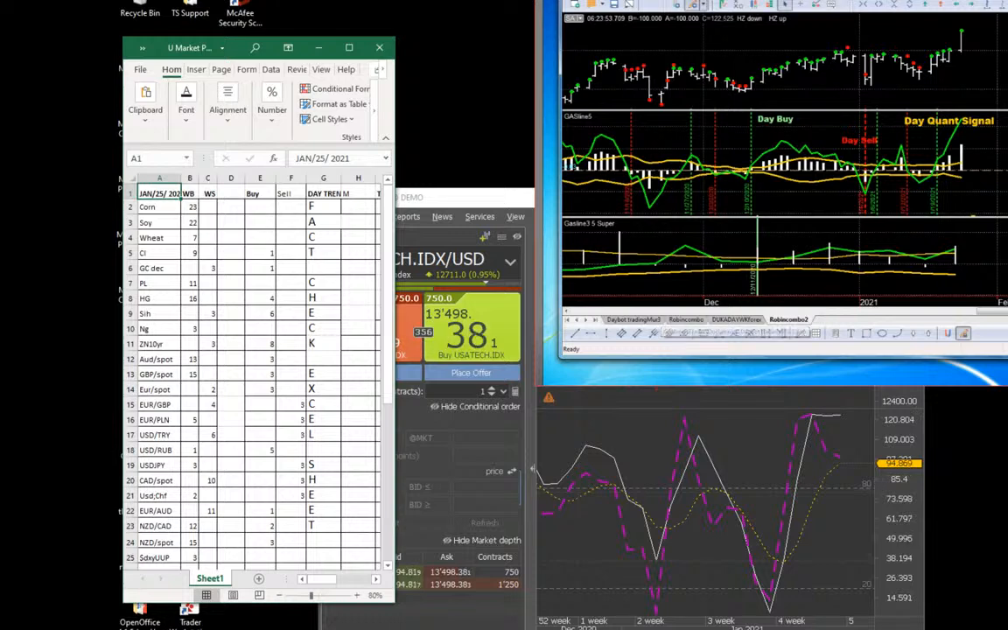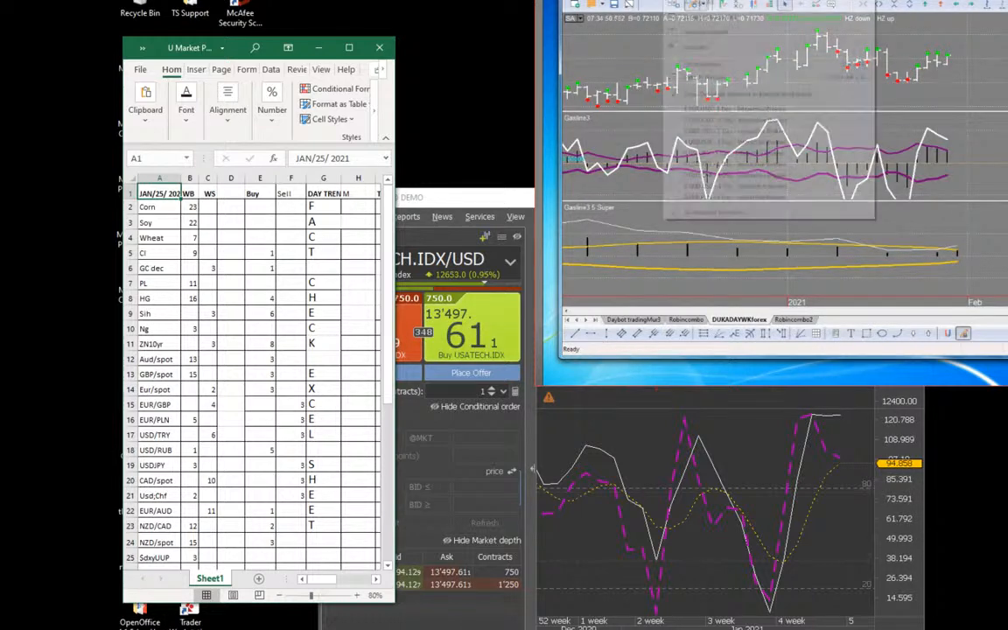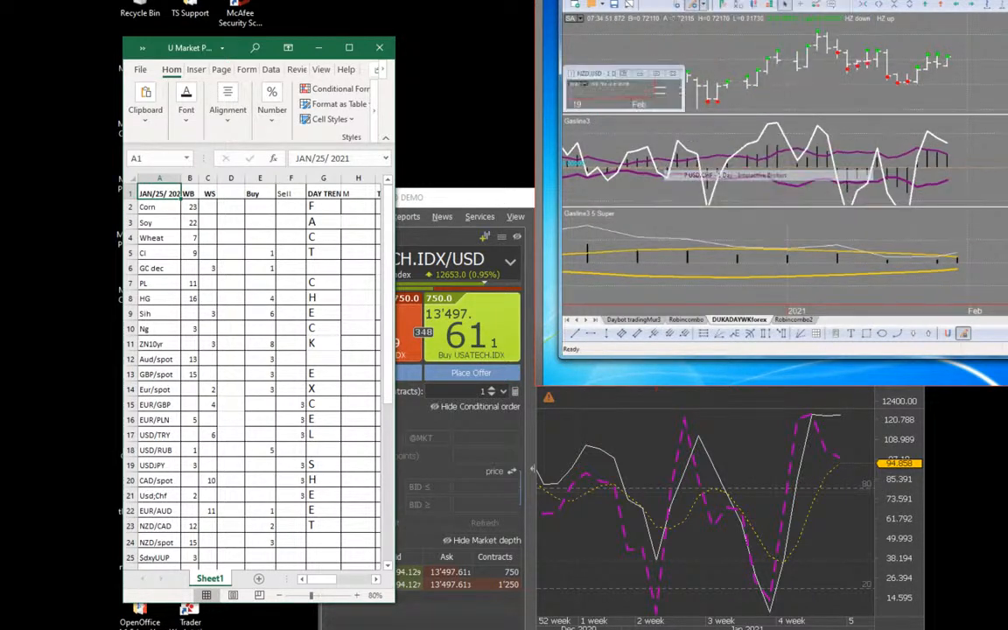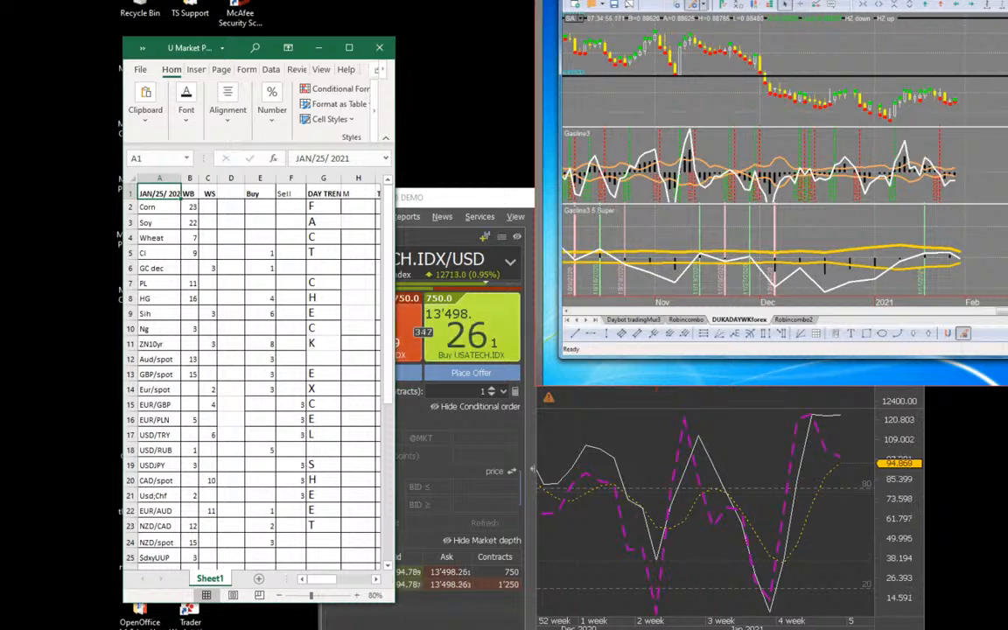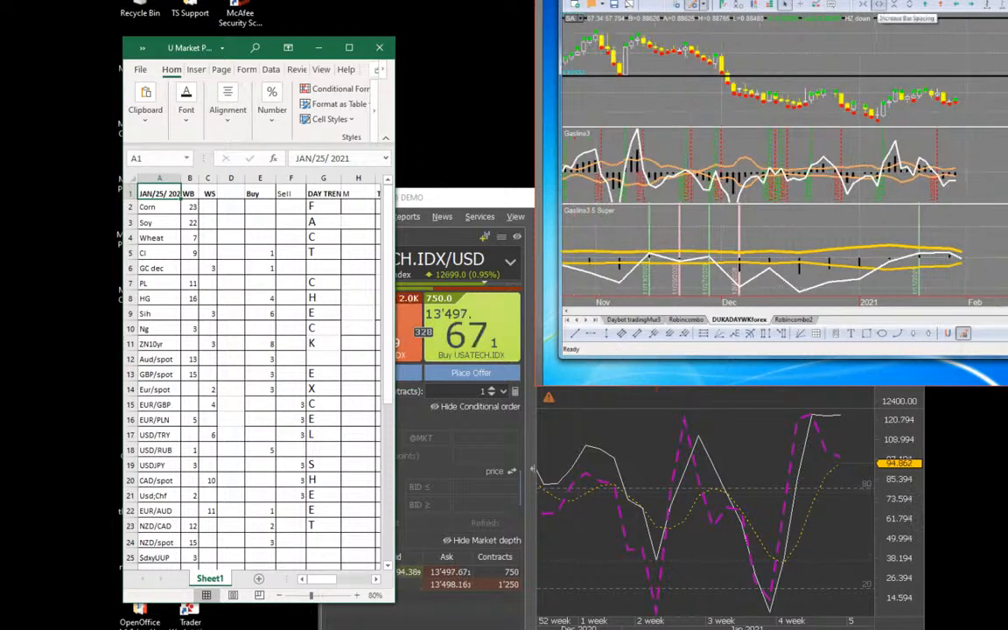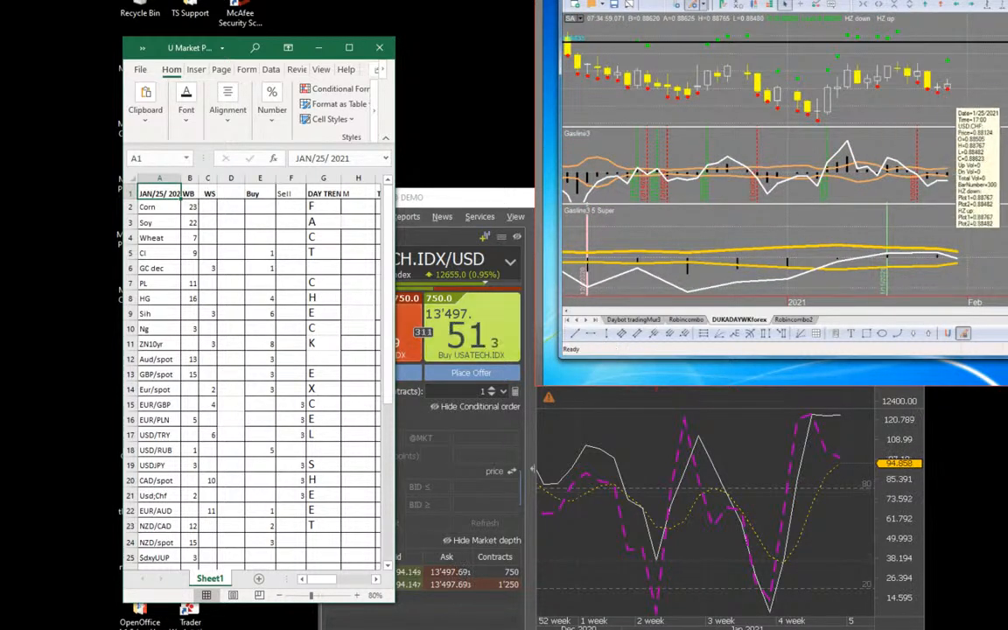There it is, right there. Dukascopy day, week, and there is Swiss. What's it doing there? It's moving up, so the dollar is moving up, right? Yeah, that's what it is. So the dollar is moving up.